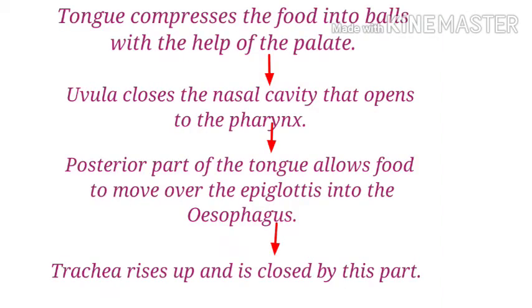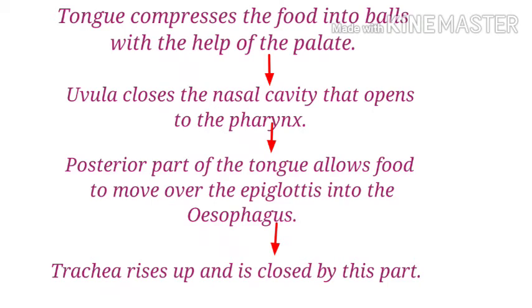Let us check out the few steps in swallowing the food through the pharynx. First, the tongue compresses the food into a ball with the help of the palate. So the food we chewed with the help of the teeth gets swallowed from the mouth with the help of the tongue and palate. With the help of the tongue, the food is compressed into a ball, then it is swallowed.